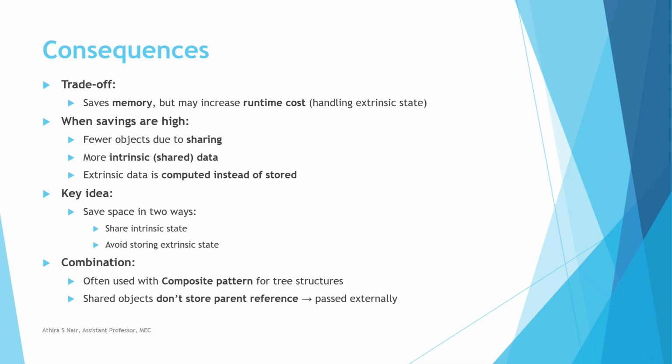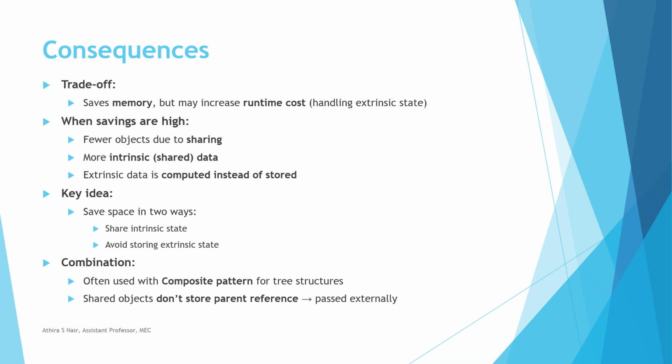The savings increase with the amount of shared state, and the greatest savings occur when the objects use substantial quantities of intrinsic and extrinsic state, and extrinsic state can be computed, not stored. Then we can save on storage in two ways. That is, sharing reduces the cost of intrinsic state, and we can trade extrinsic state for computation time.